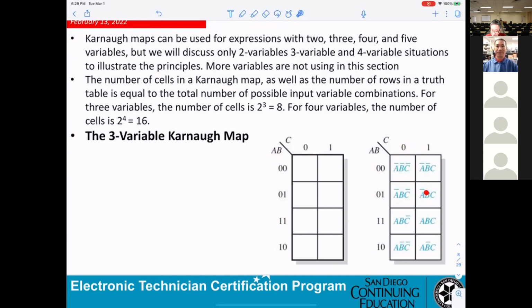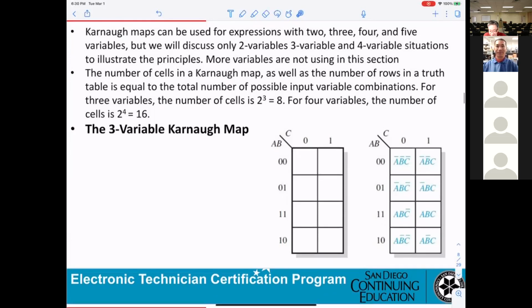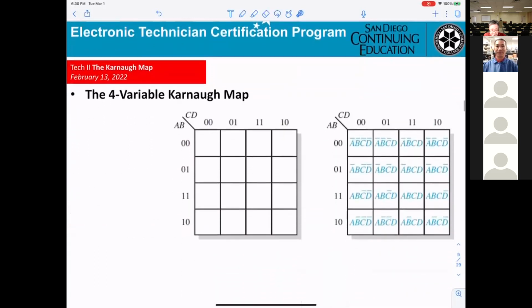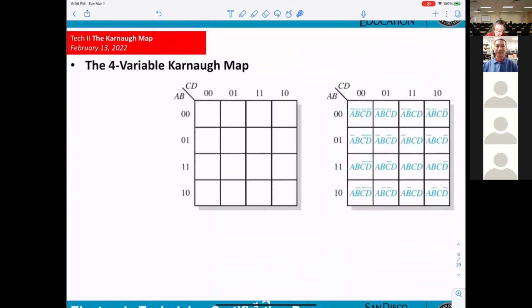Okay, how about this one? Not A, B, C. How about this one? A, not B, and not C. So basically for each cell, you get a product and you need to identify it. So this one, we just let you know.